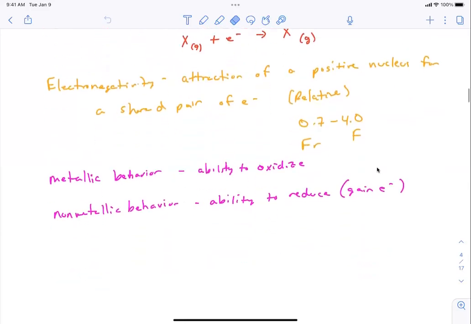Okay, electronegativity. Measuring the attraction a positive nucleus has for a shared pair of electrons is a relative scale going from 0.7 to 4.0, which is francium to fluorine. Okay, understanding metallic and non-metallic behavior. We talk about this with reactivity. Metals want to oxidize, and so the better they are at oxidizing, the more reactive they are. Non-metals want to gain electrons or reduce, so therefore, the better they are at gaining electrons, the more reactive they are.